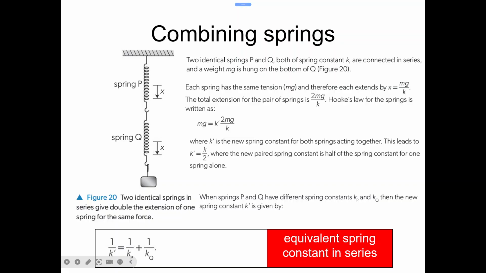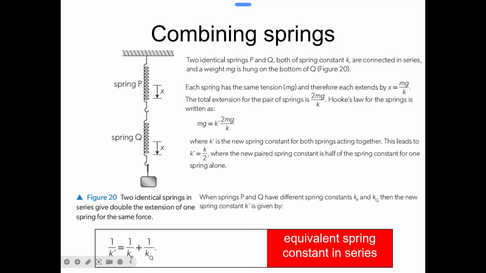Does this format remind you of anything you learned last semester? Resistors combined in parallel. So here's the difference, right? Combining springs in series is similar to combining resistors in parallel. That's our conclusion here. If that's the case, what if we combine springs in parallel? What can you think of?